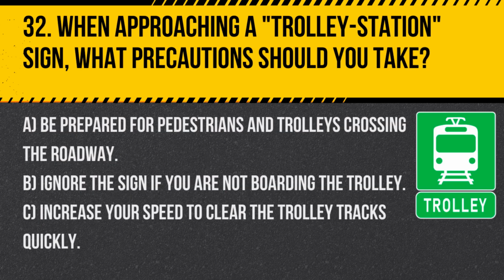Question 32. When approaching a trolley station sign, what precautions should you take? A. Be prepared for pedestrians and trolleys crossing the roadway. B. Ignore the sign if you are not boarding the trolley. C. Increase your speed to clear the trolley tracks quickly. Answer: A. Be prepared for pedestrians and trolleys crossing the roadway. These areas have high pedestrian activity and potential trolley crossings.